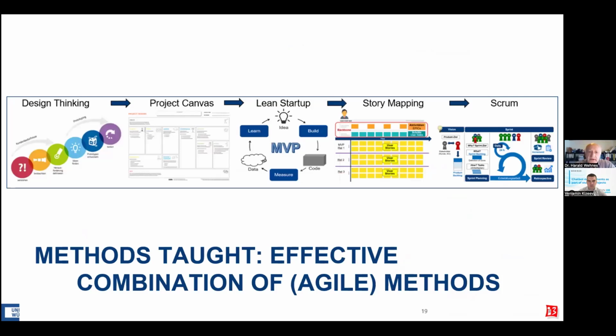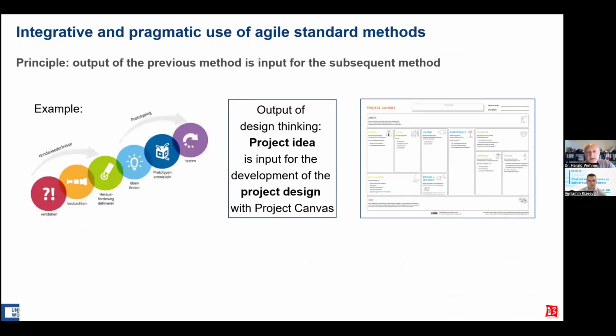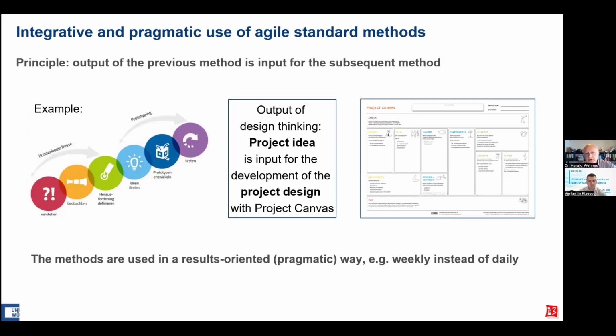Now I come to the methods part. Altogether, it was an effective combination of agile methods. The principle was that the output of the previous method is the input for the subsequent method. Here the example: the output of design thinking is a project idea, and the next step is a project design with a project canvas for this idea. We work very result-oriented and pragmatic. For example, when you apply Scrum, we had no dailies, we had weeklies. And every week, every team has to report about the status of the work.